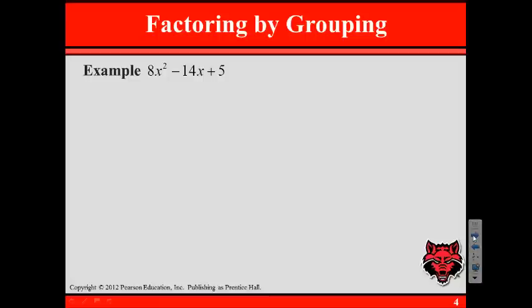Let's try our first example, 8x squared minus 14x plus 5. Step 1, we try to find a GCF. And we find the GCF here is 1, so we can't factor anything from the original polynomial. Step 2, when we multiply a and c, it gives us 8 times 5, which is 40. At this point, we want 2 numbers that will multiply to 40, but that will add to the middle term, negative 14.